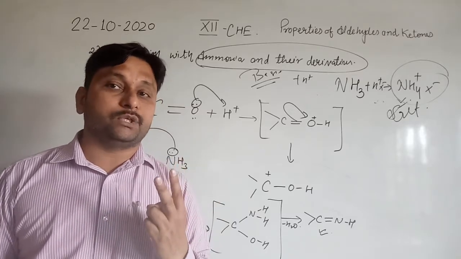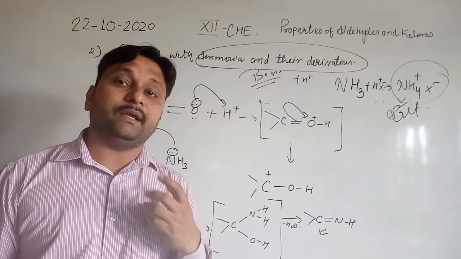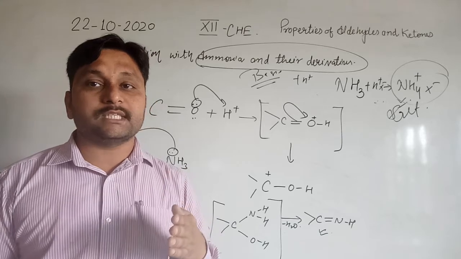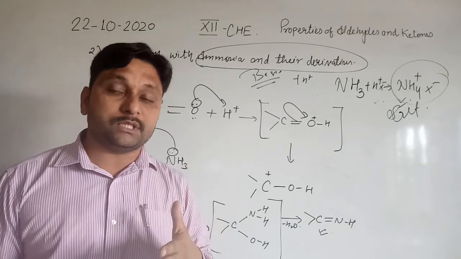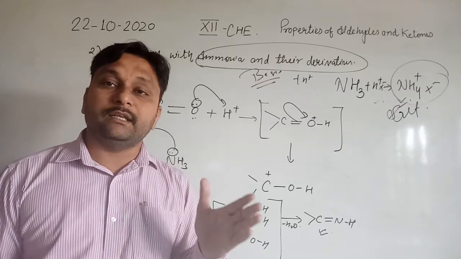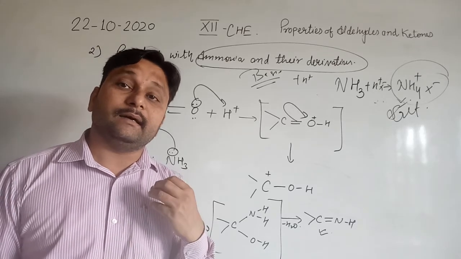Okay? So there are two reasoning questions: why we use an acidic medium and why we can't use a highly acidic medium. Clear? So this is the part of the reaction of aldehydes and ketones with ammonia and its derivatives at near about pH between 3 and 4, or simply we can say pH 3.5.